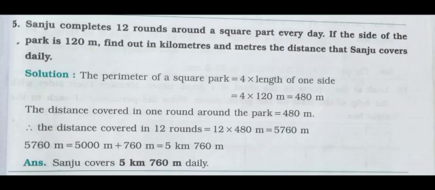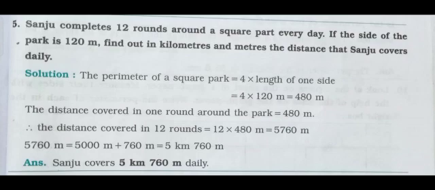So the perimeter of a square park is equal to 4 into the length of one side. So that is equal to 4 into 120 meter. That is equal to 480 meter. So what is the perimeter of that square park? That is 480 meter. Okay, so the distance covered in one round around the park is 480 meter. So in one round they cover 480 meters. So Sanju completes 12 rounds.